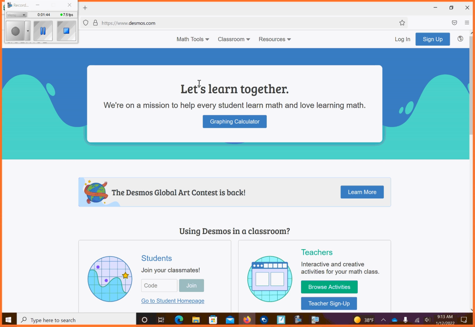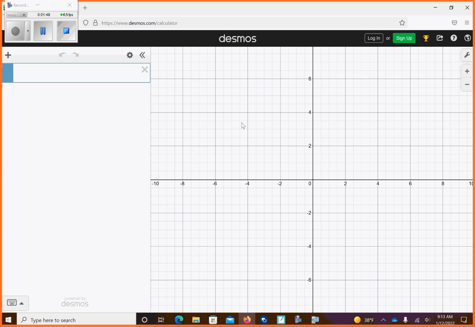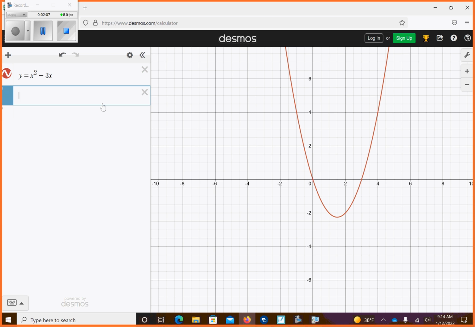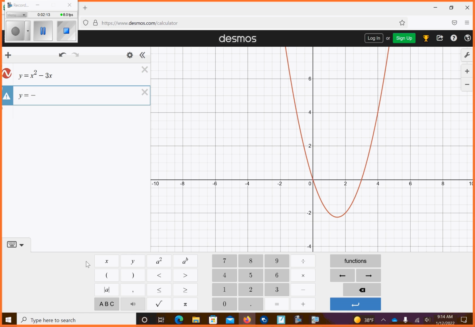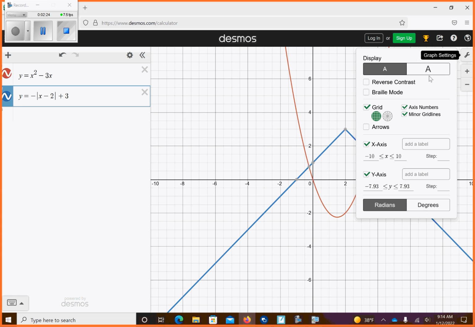So problem number 11, we're looking at it. So graphing calculator, that showed up, yes? Good. All right, so I'm going to have the left side be y equals x squared minus 3x. And then my other equation I'll have as y equals negative absolute value of x minus 2, plus 3. Okay, let's make it a little darker.